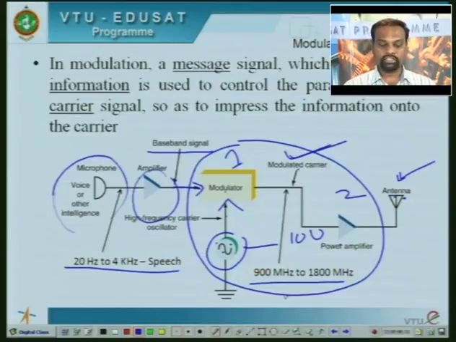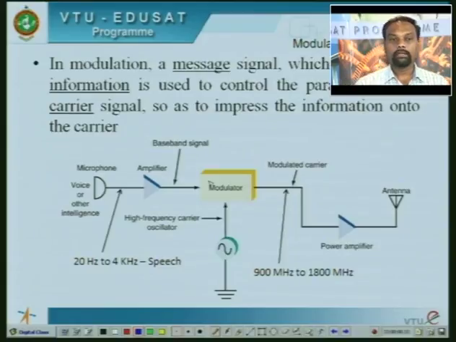So what happens in modulation is, the baseband signal is translated to a modulated carrier signal before it can be transmitted through an antenna onto a channel. The process of modulation is basically taking a baseband signal, modulating it using a carrier signal of our choice, and getting a modulated carrier which can be transmitted through an antenna onto the channel. That is what modulation is all about.